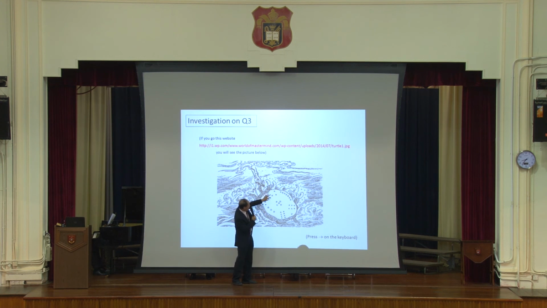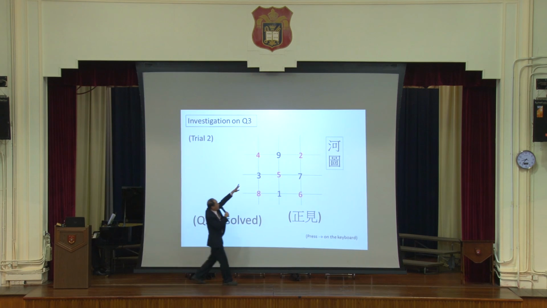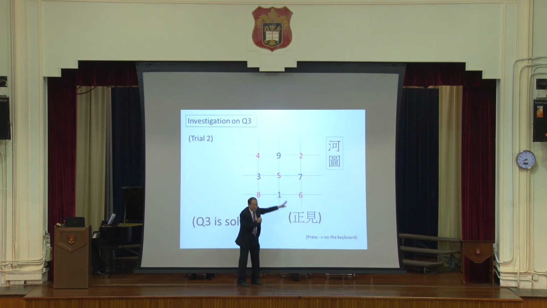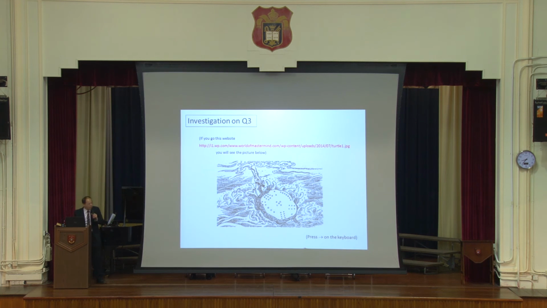So 4, 9, 2, 3, 5, 7, 8, 1, 6. Is it possible for the turtle to come out of the Yellow River, and on the back of the turtle, there are marks like that, numbers like that? Is it possible? I wondered that. But there is such a legend. So someone named this problem as 河圖. That's the reason. I might not agree with that. Actually, I'm interested in the mathematical aspect only.